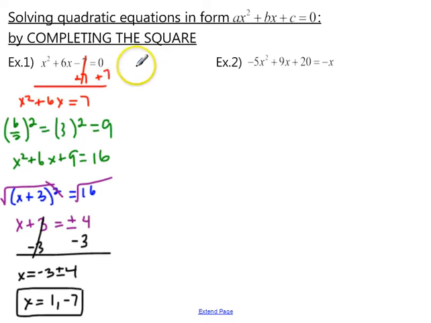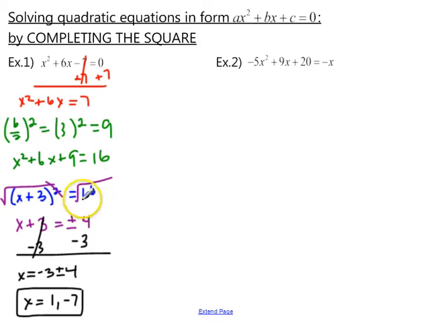So when you work this out, hopefully you added 7 to both sides first, and then because our a is positive 1, you don't need to divide through by anything. Then you found that extra term, the b divided by 2 squared, which is going to be 9, that we add to both sides. And then we want to factor the trinomial on the left side to get x plus 3 quantity squared. And now that that squared term is isolated, you take the square root of both sides, and then we have x plus 3 equals plus or minus 4.